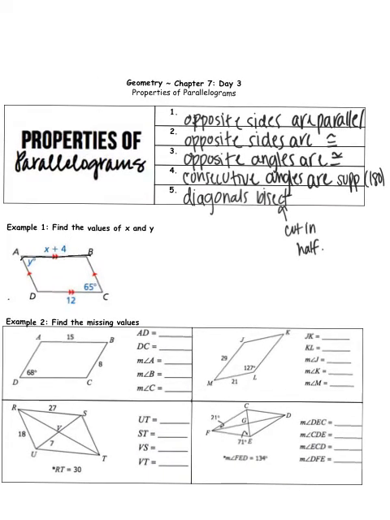Well, if I look, AB is not only parallel to DC, but they're congruent since it's a parallelogram. So x plus 4 equals 12, so x will equal 8. And opposite angles are congruent. So that means y equals 65 degrees. Okay? All right, here we go.